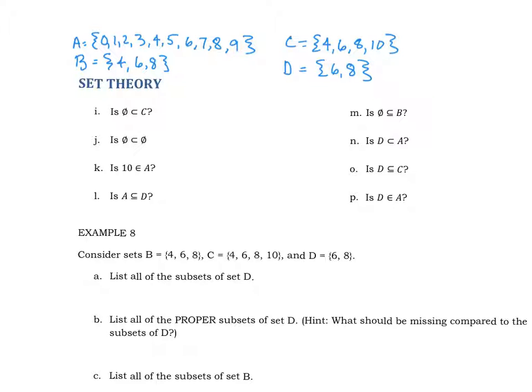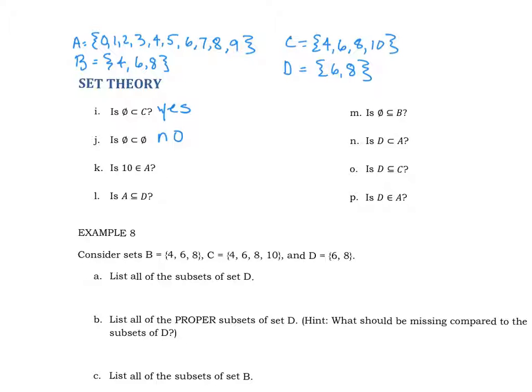But when we talk about proper subsets, remember they can't be equal to each other. So with proper subsets, which is what I and J are about, the empty set is a proper subset of every set except for itself. Because remember, they can't be equal sets. They can't be the same sets. So the answer to I is yes, because the empty set is a proper subset of every set except for itself. And J is a no, because the empty set is a subset of every set except for itself.